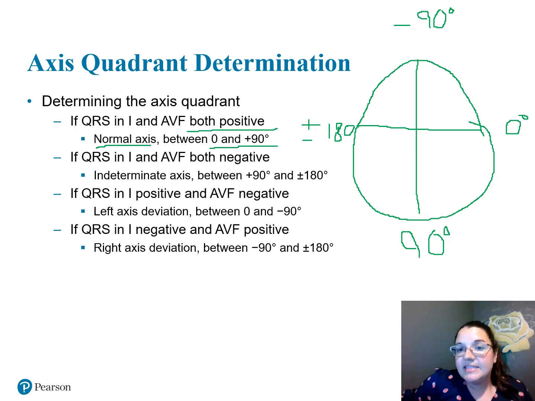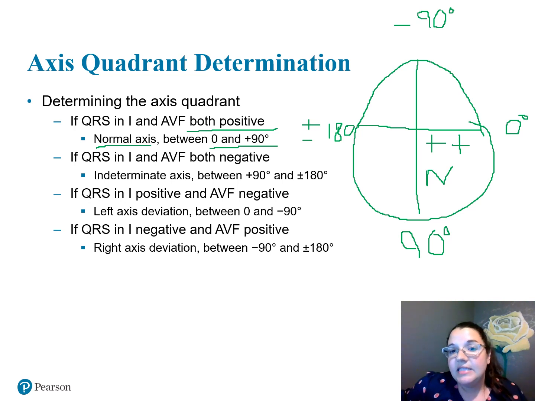So again, we have an axis quadrant. Lead 1 goes across, and AVF is up and down. We're going to look at these two leads on the 12 lead and determine what axis we are in. If I have a positive QRS in lead 1 and a positive QRS in AVF, I am normal. I am also in between 0 and 90 degrees.